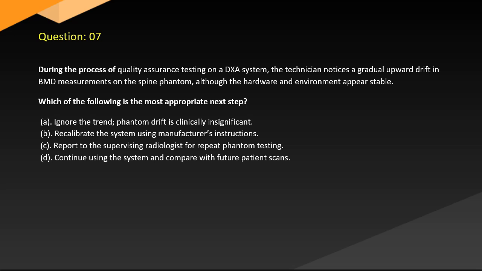Question 7. During the process of quality assurance testing on a DXA system, the technician notices a gradual upward drift in BMD measurements on the spine phantom, although the hardware and environment appear stable. Which of the following is the most appropriate next step? A. Ignore the trend. Phantom drift is clinically insignificant. B. Recalibrate the system using manufacturer's instructions. C. Report to the supervising radiologist for repeat phantom testing. D. Continue using the system and compare with future patient scans.